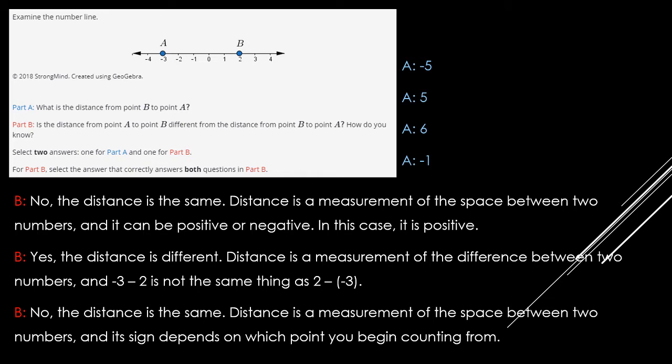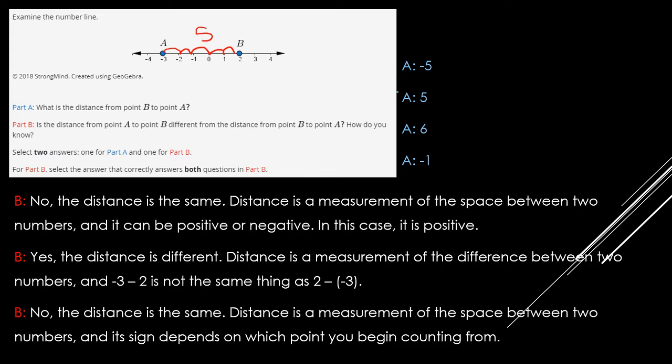Alright, we got our first problem. So we're given this number line, and part A wants to know what is the distance from point B to point A. Okay, well, point A is at -3 and point B is at 2. So if I'm going 1, 2, 3, 4, 5, it is 5 units away.